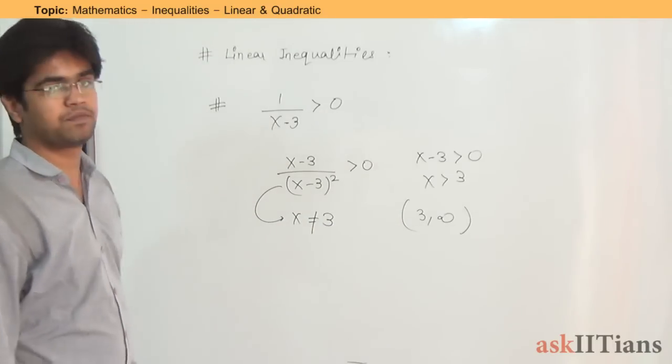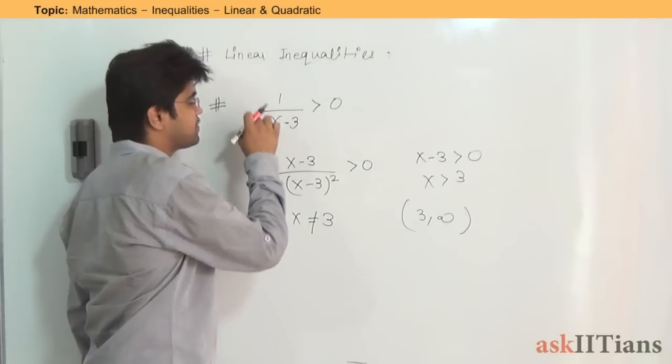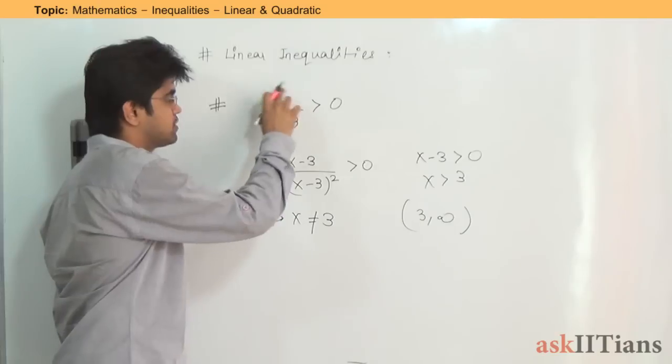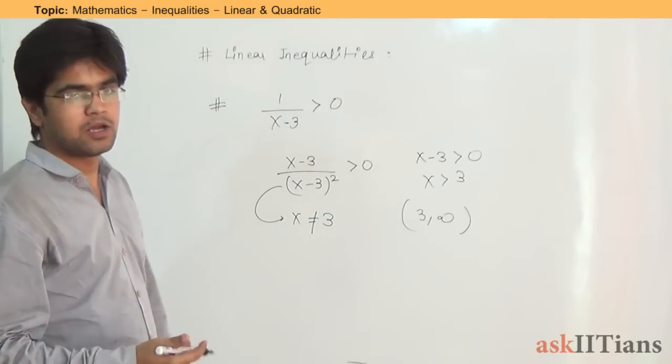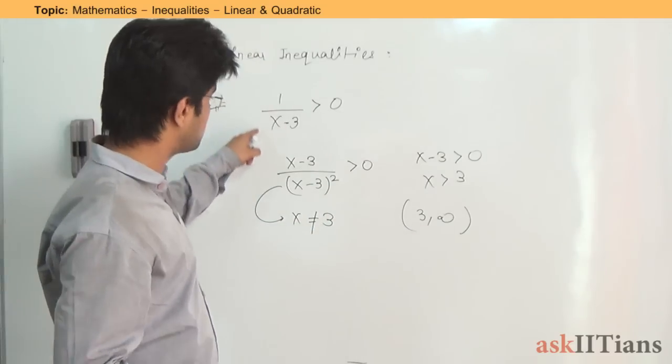It will satisfy you. Obviously x cannot be less than 3, because if it becomes less than 3, then there is a negative sign. So this negative sign will make this whole thing less than 0. So we cannot take x less than 3. So this is the answer. This is the way to solve.